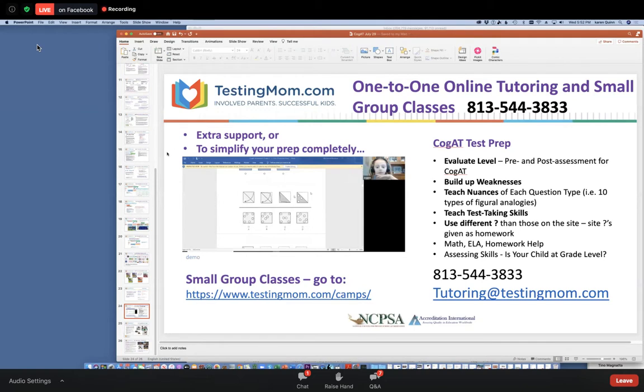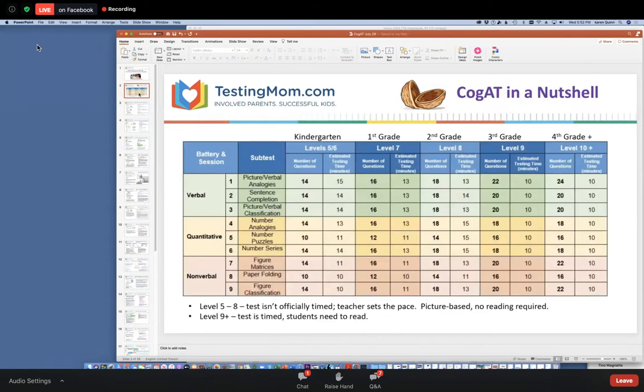So this mom is saying, my daughters will be 7 in September, going into first grade. What form would apply to them? Well, it probably is going to be CogAT Form 7. You'll sometimes hear about CogAT Form 7 or Form 8. They're the same thing. It's just they give the schools different questions at the same level. So it'll be CogAT Form 7, and if they're in first grade, they'll be getting level 7.